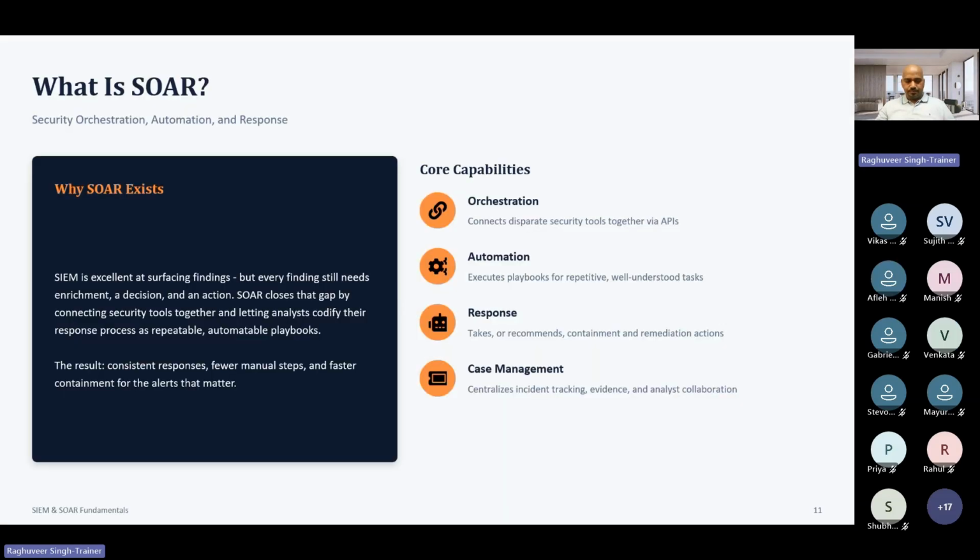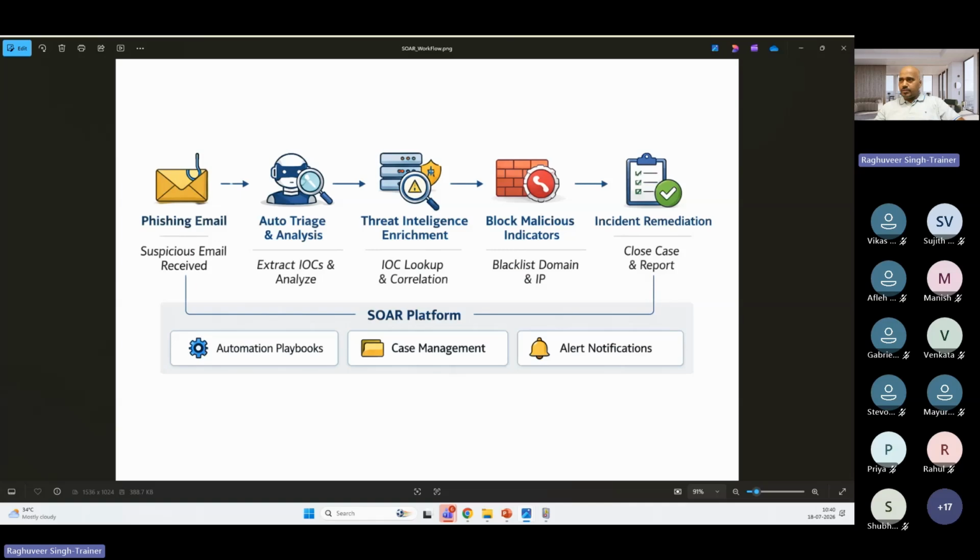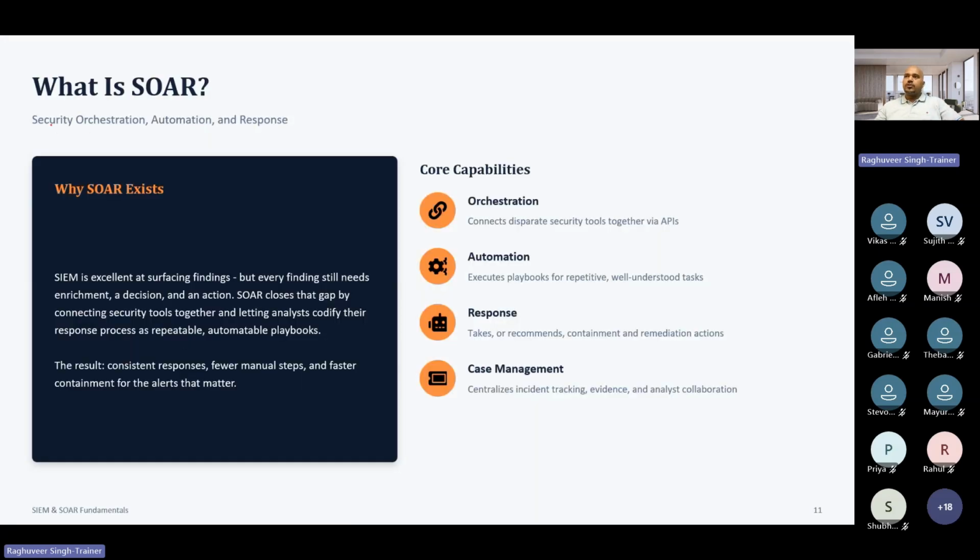Let's talk about SOAR. Let's first look at the architecture of SOAR. I hope my screen is visible to everyone. So what is SOAR here? Now, if you go by the presentation, SOAR stands for Security Orchestration, Automation, and Response. Now, this is the layer which is complementing the SIEM solution. It is also known as the action layer on top of the SIEM solution.